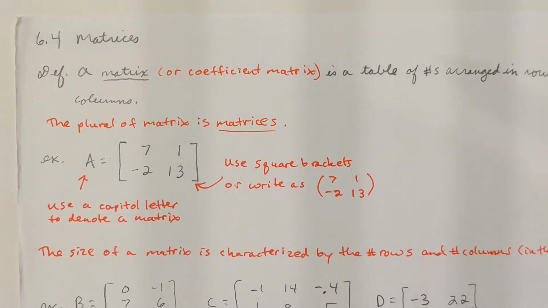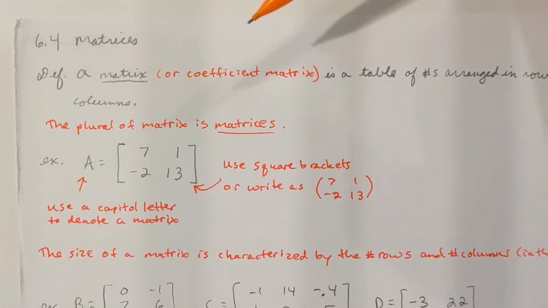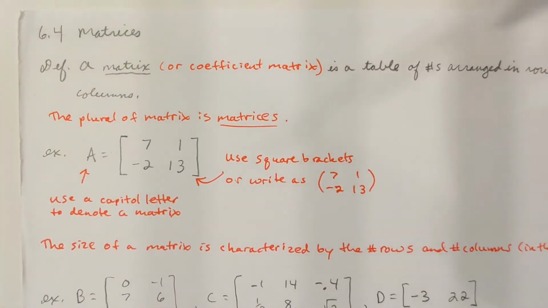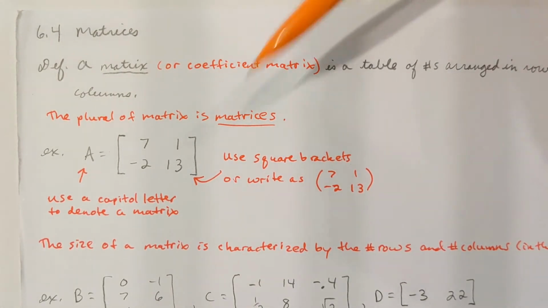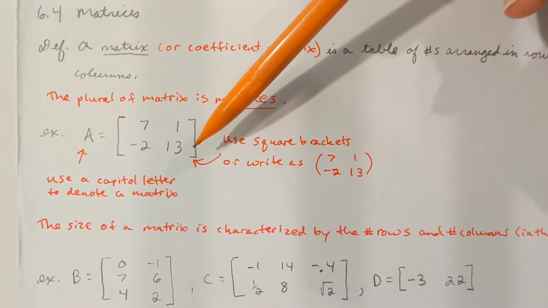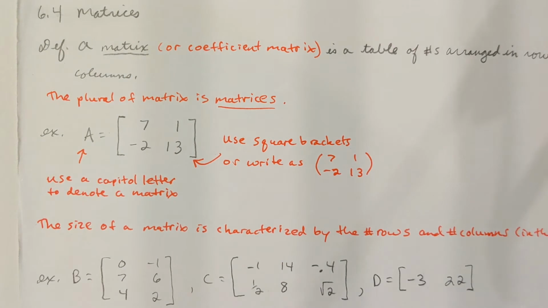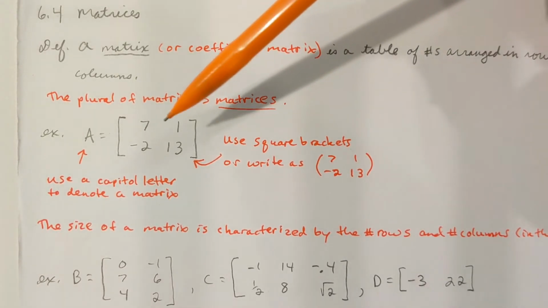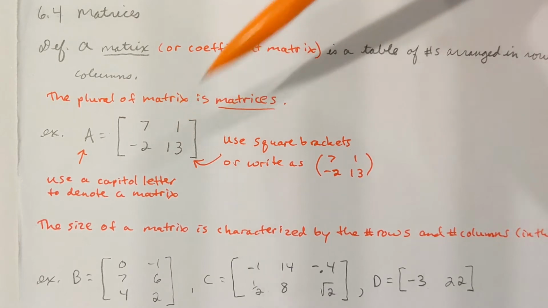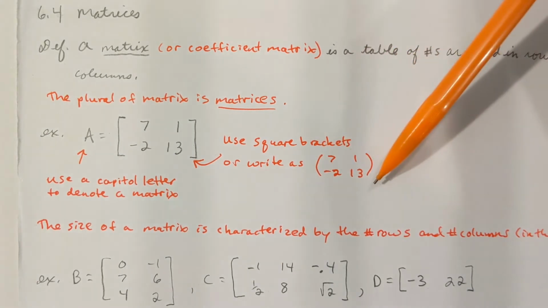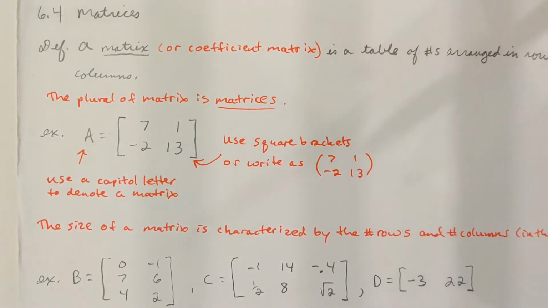There's a definition that says that a matrix, or sometimes a coefficient matrix, that means the same thing, is a table of numbers arranged in rows and columns. The plural of a matrix is matrices, okay? And that's what the section is called. Here's how we denote a matrix. Usually we use a capital letter to denote a matrix. I suppose that you could call a matrix anything that you want, but most books will use capital letters there. And you've got this table of numbers arranged in rows and columns, and we usually use square brackets, or sometimes rounded brackets, to enclose all the numbers in the table.